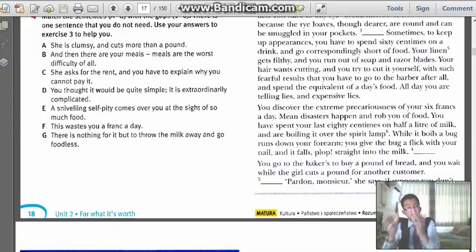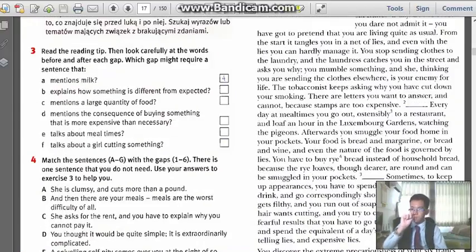We will do the same to the sentences from B to F. Now let's do the letter B: explains how something is different from expected. To do this easily, I think you should take a pen.